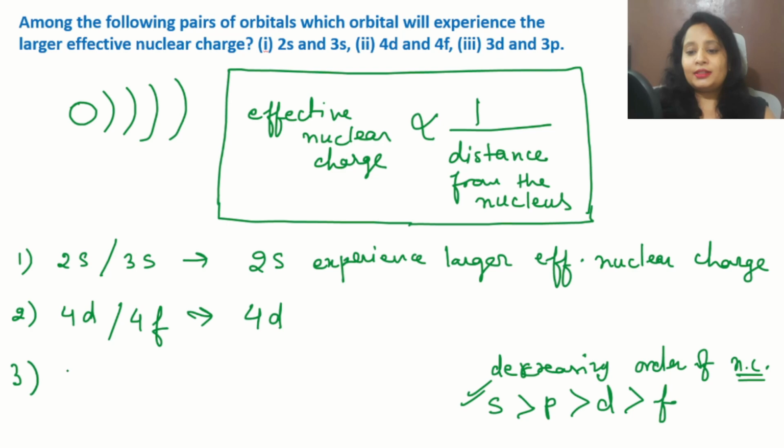Come up to the third set. It is given 3d and 3p. Again the concept is the same. The principal quantum number is the same, 3 and 3. So we will go to the azimuthal quantum number, that is the orbital, d and p. According to the decreasing order of effective nuclear charge, s, p, d, f, the p orbital will feel more effective nuclear charge in comparison to d. So here 3p will be our answer.